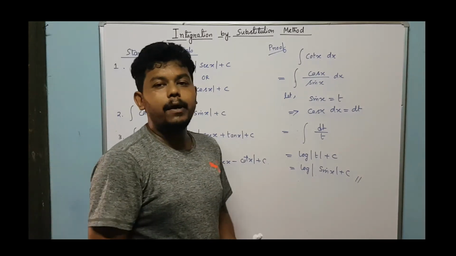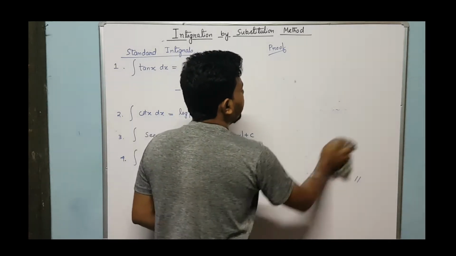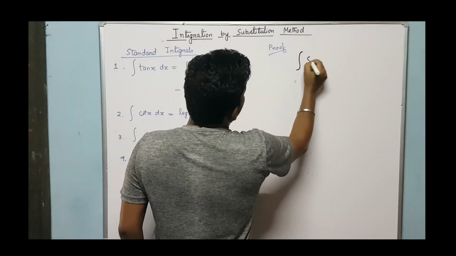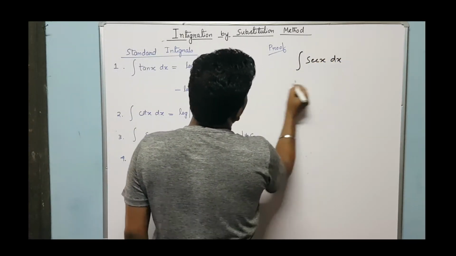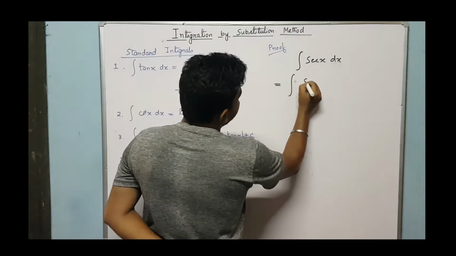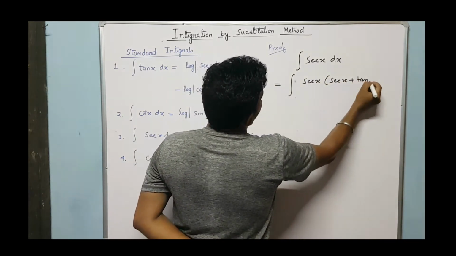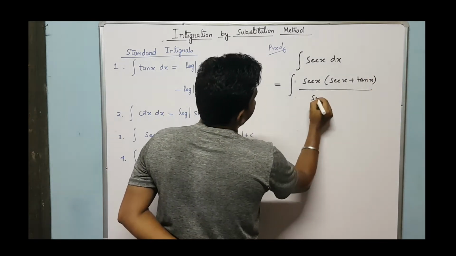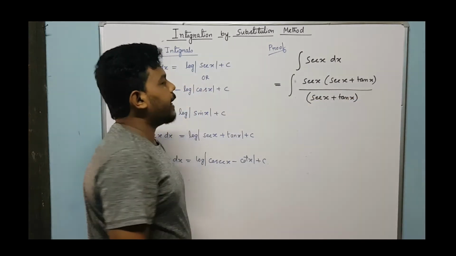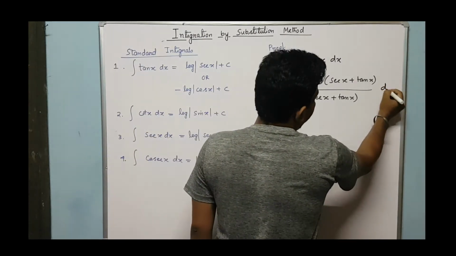Now what about number 3? Number 3 is sec x dx. See, for this integral we will multiply by sec x plus tan x in the numerator and denominator. See, we have multiplied by the factor sec x plus tan x in the numerator and denominator, then it is dx.